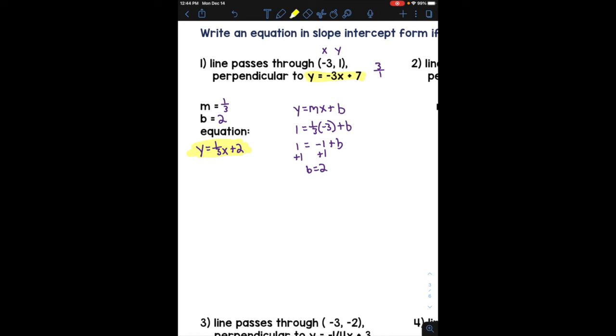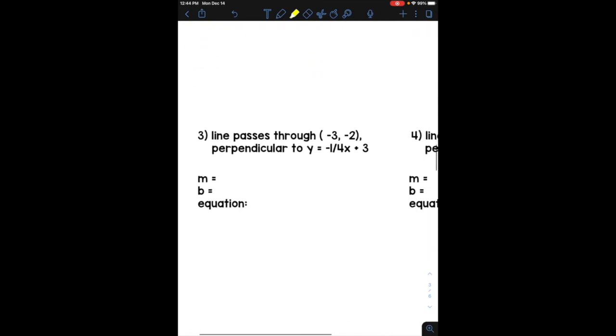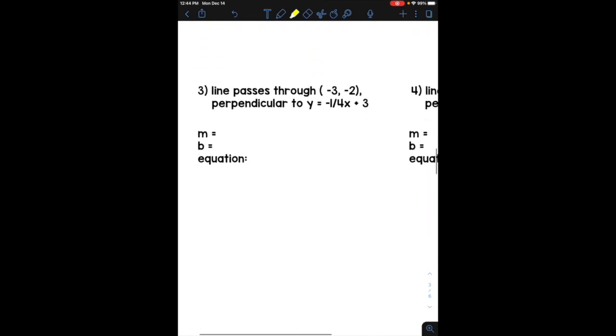Let's take a look at another one, problem number 3. If our line is perpendicular to this line, the slopes would be opposite reciprocals. The opposite sign of the slope in their equation is negative, so ours will be positive. The reciprocal of 1 over 4 would be 4 over 1, or just positive 4.